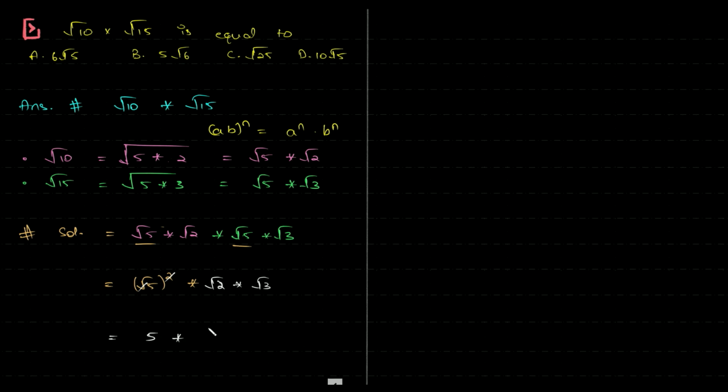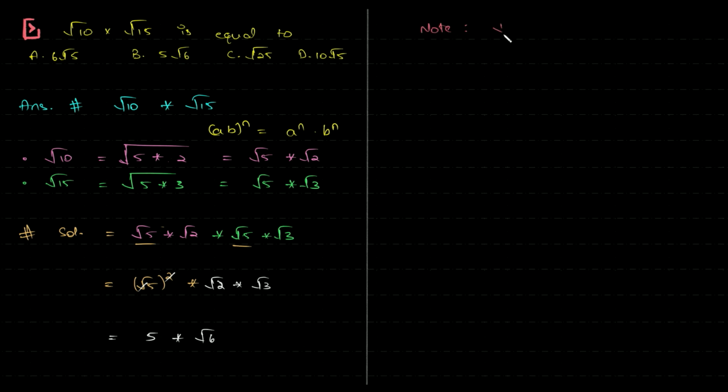Now, into root 2 into root 3 is what? Root of 6. Why? This is as per this particular formula, 2 into 3, is it not? So a to the power of n into b to the power of n is (ab) whole to the power of n. Roots are nothing but to the power of half basically. I'll write it over here.